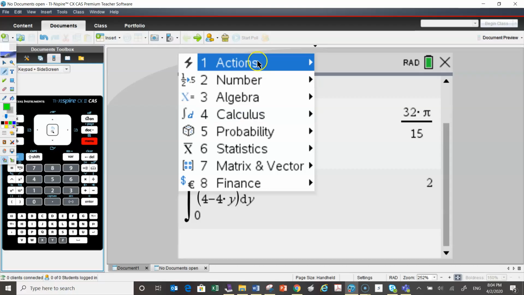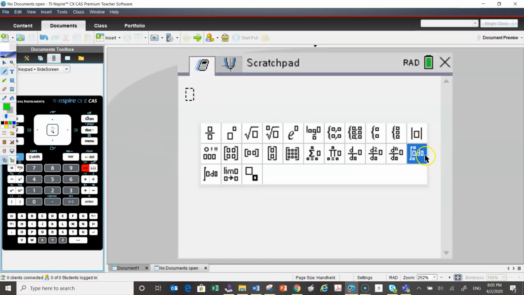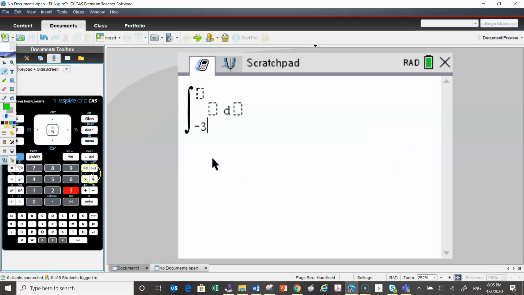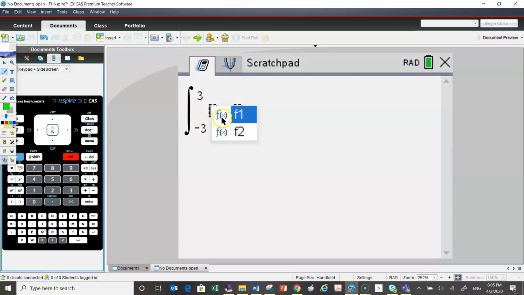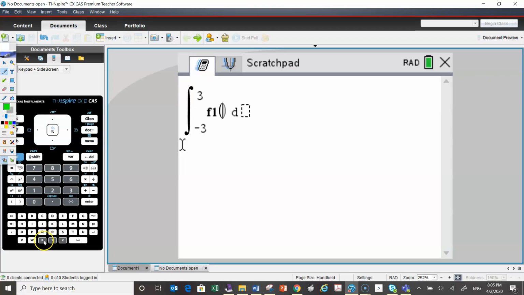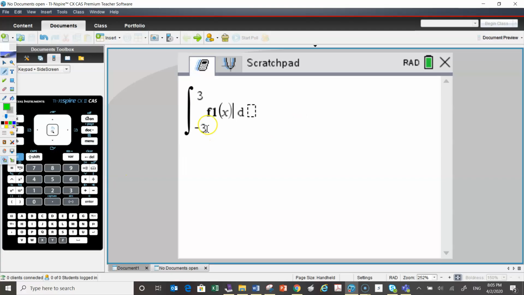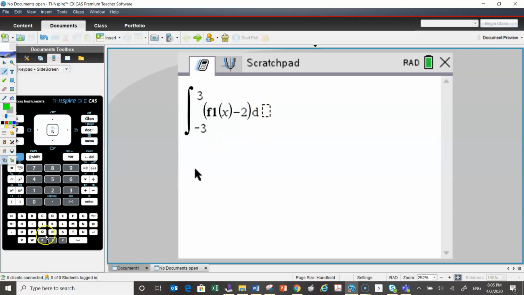I'll get rid of this stuff. So I'm looking to do the integral. And again, I'm going from -3, make sure to use the negative key and not the subtraction key, to +3. I've already got my 20 over 1 plus x squared stored in function 1. So I'm just going to go f of 1 at x minus, I know my second function is stored in f2, but it's just 2, so that's not hard to enter. And I'm integrating this with respect to x.